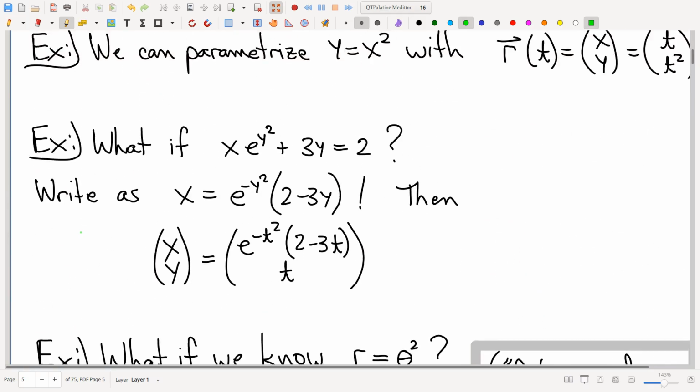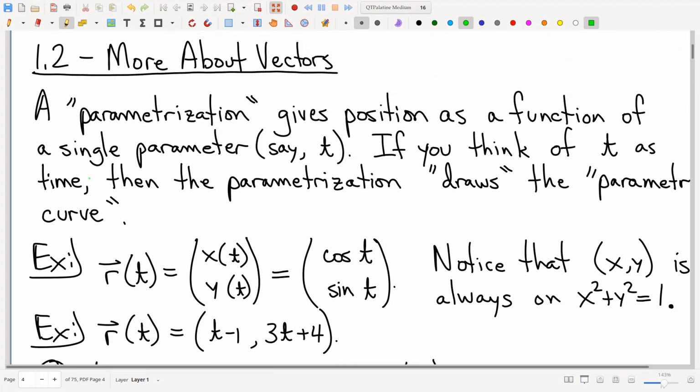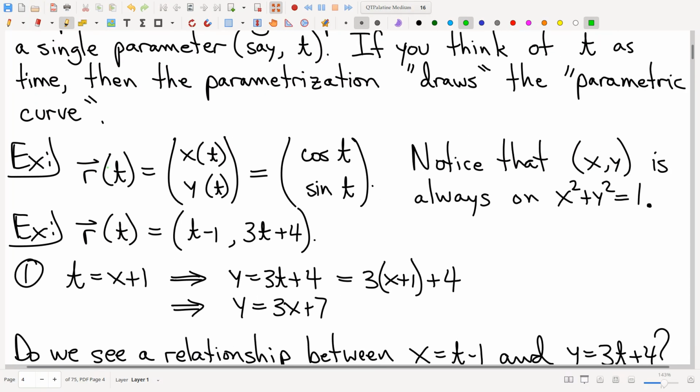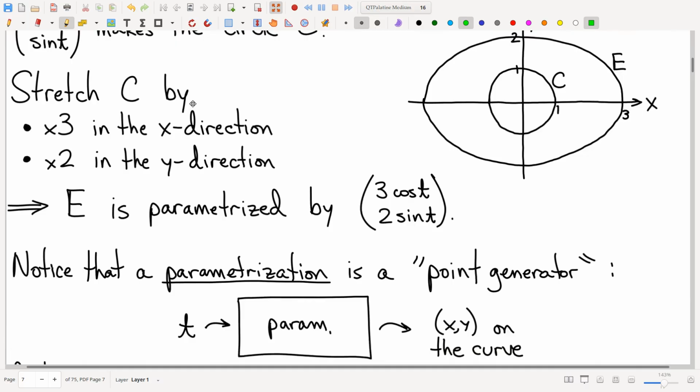That said, where'd it go? Oh, here it is. This one, parameterizing a circle with cosine and sine, comes up a lot. You definitely want to memorize this one too. All right. Moving along.